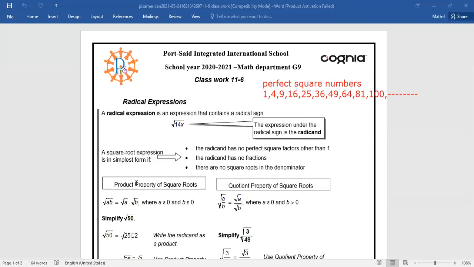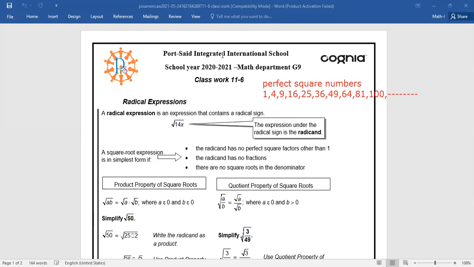So I divided operations into two parts: the product property and the quotient property. Tomorrow we will talk about adding and subtracting, but today we talk about product, which is multiplication, and quotient, which is division. With multiplication, you have square root of ab, so we can divide it like square root a times square root b. If you have a quotient like square root of a over b, we can separate them like square root a over square root b. Let me give you an example.